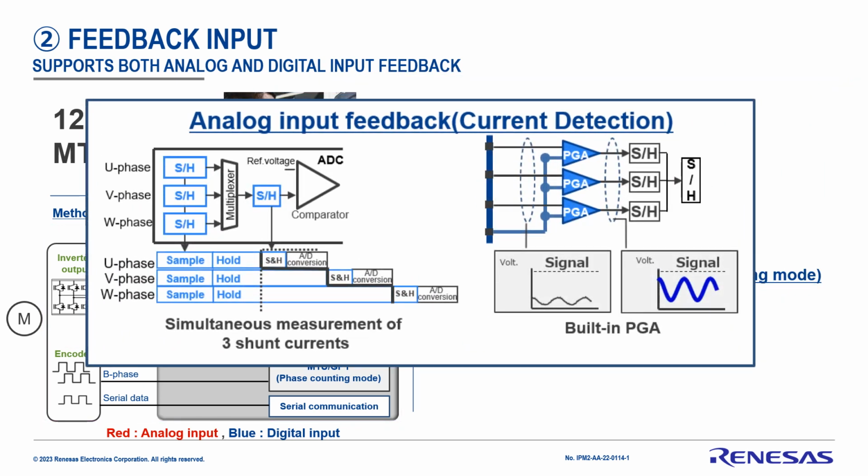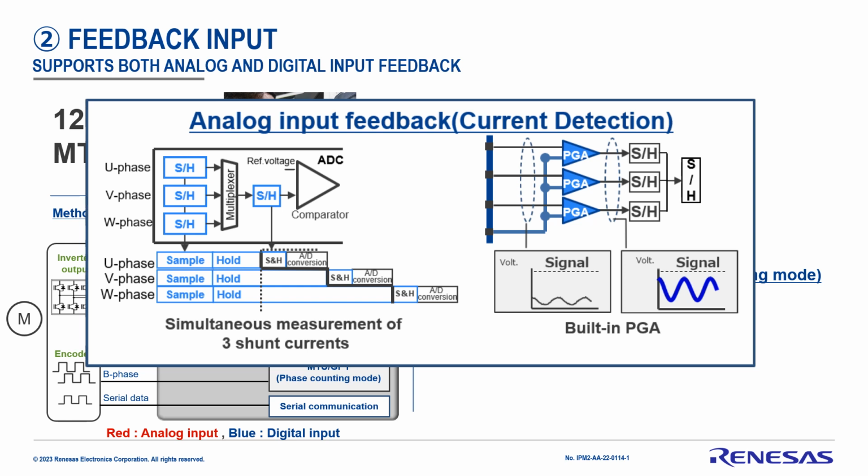Here is an explanation of how the current detection works. Each current of U phase, V phase, W phase is detected by measuring the current flow of shunt resistors. In this case, it is required to acquire the current value of each phase at the same time. To support this, RX 12-bit AD converter is configured with 3 channels of sample and hold circuit in the front stage and 1 channel in the back stage.